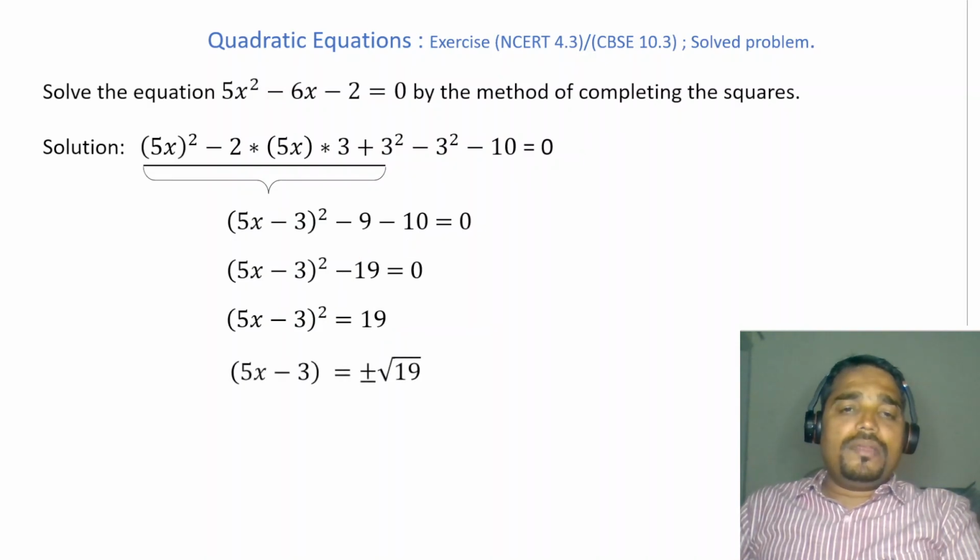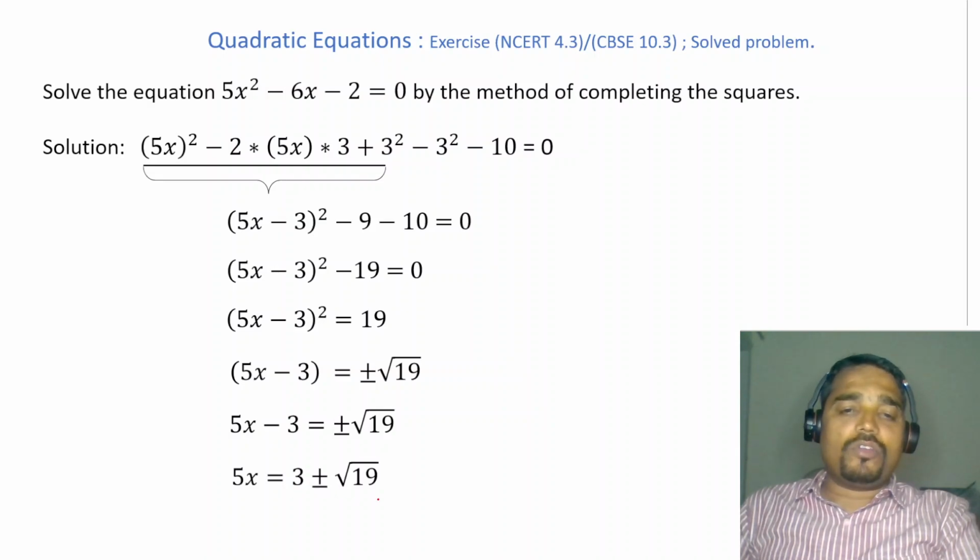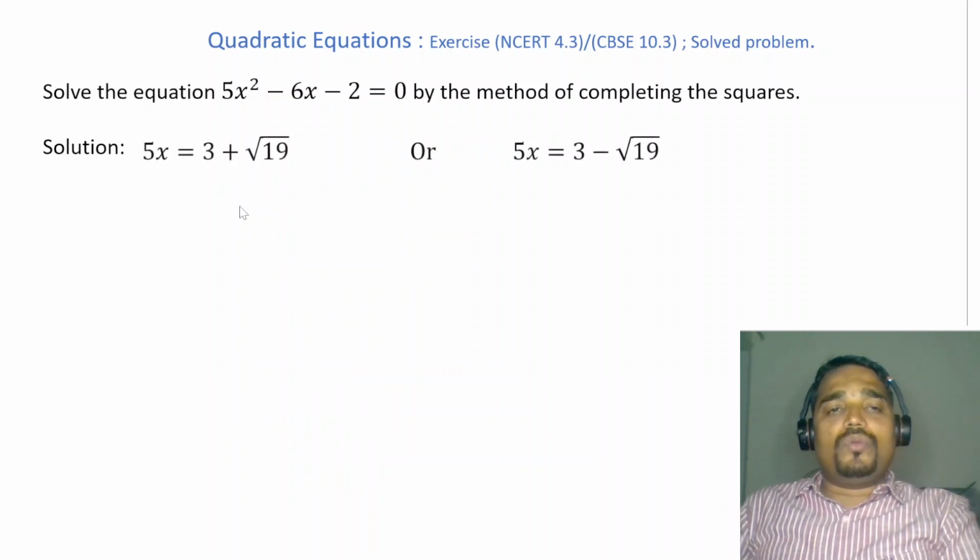In the next step, if the square is transposed towards the right hand side, then plus 19 would become plus or minus square root of 19, or 5x minus 3 is equal to plus or minus square root of 19. If 3 is transposed towards the RHS, minus 3 would become plus 3, that is 3 plus or minus square root of 19, which implies 5x is equal to 3 plus square root of 19, or 5x is equal to 3 minus square root of 19.